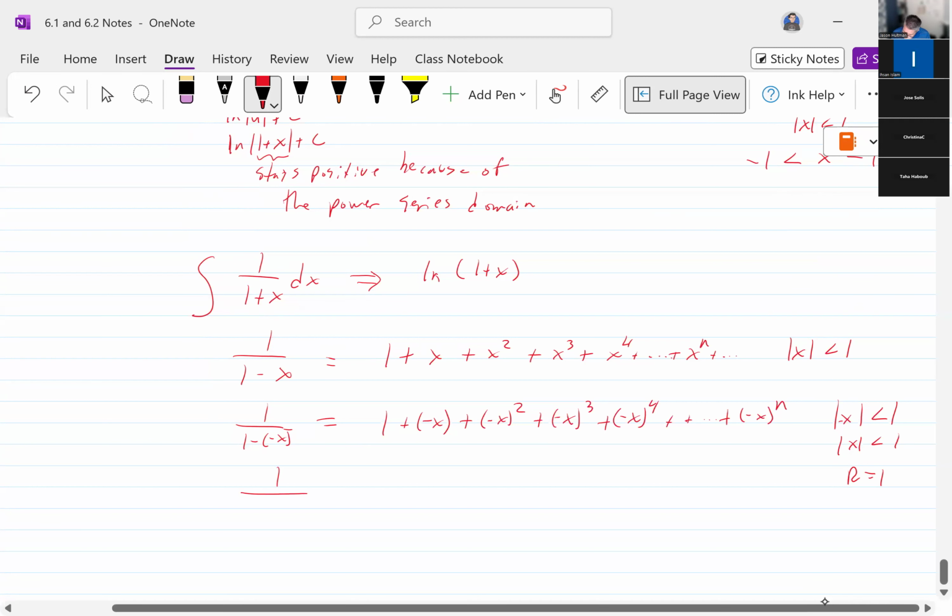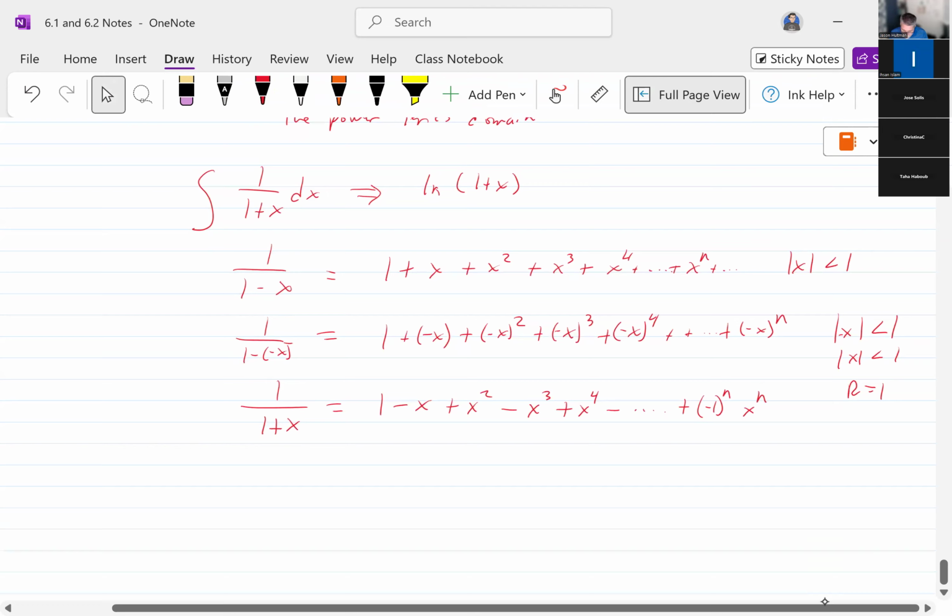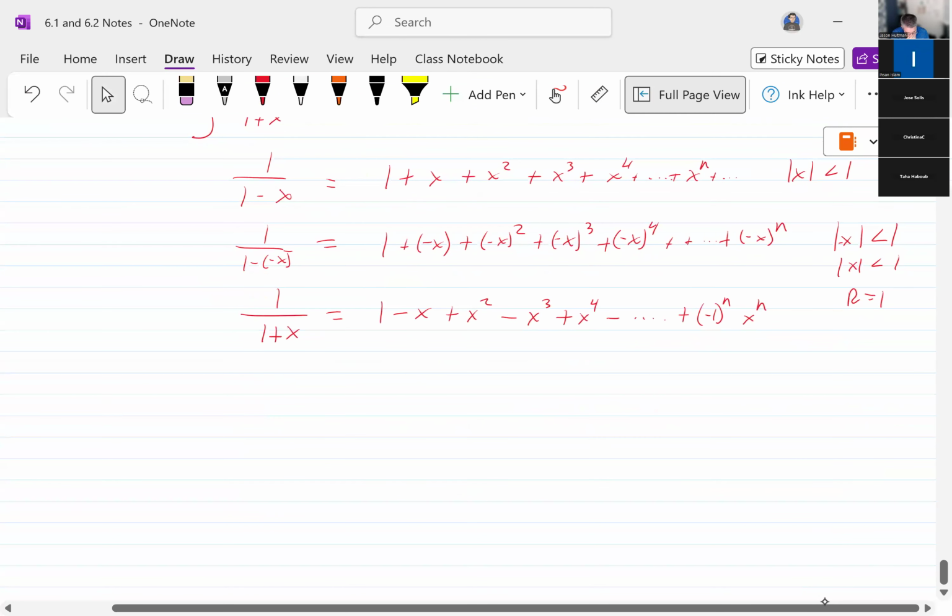Okay, so we have 1 over 1 plus x is equal to, now let's look at this. This is 1 minus x plus x squared minus x cubed plus x to the 4th minus dot dot dot plus, I'm going to factor out the negative sign here. This is negative 1 to the nth, x to the nth. Okay, and so we get an alternating series here.